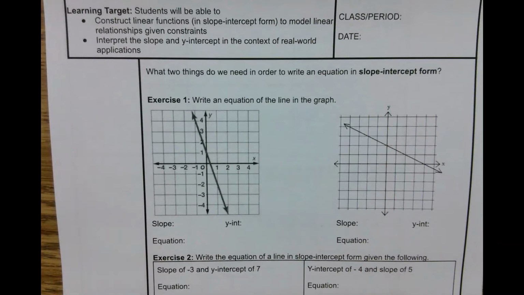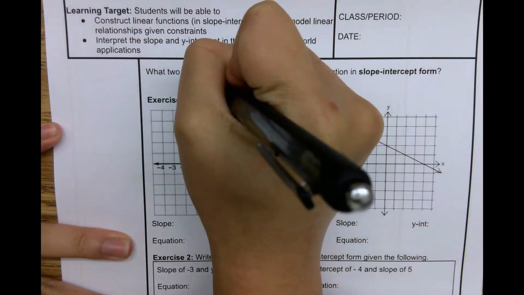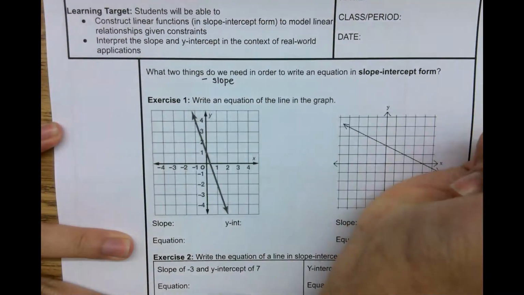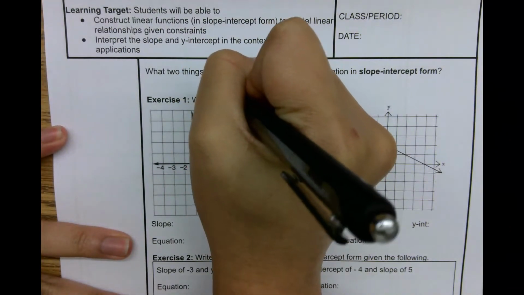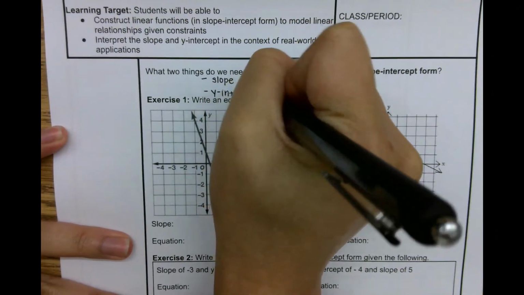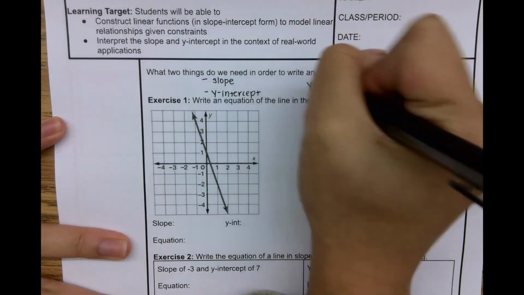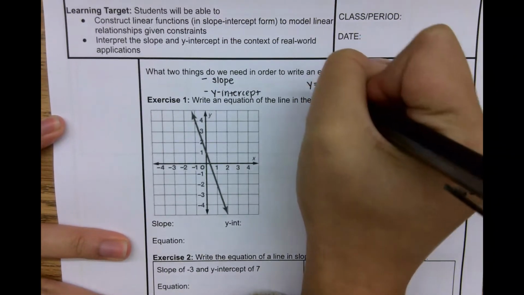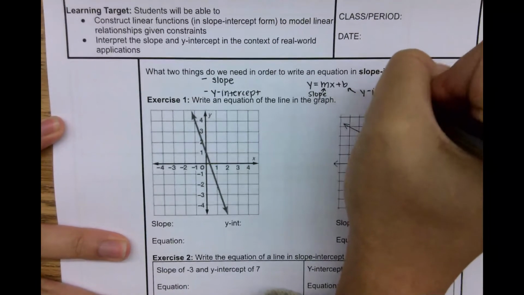So what two things do we need in order to write an equation in slope-intercept form? You should know this. We just need two things, right? Since it's called slope-intercept form, we need to know the slope, our m, and we need to know our y-intercept. That's all we need to write in slope-intercept form, y equals mx plus b: our slope and our y-intercept.